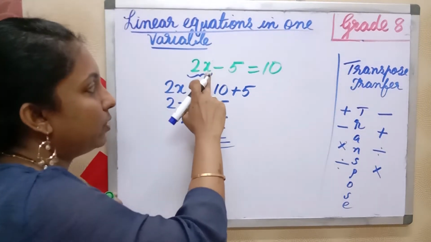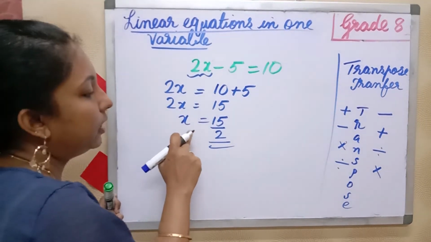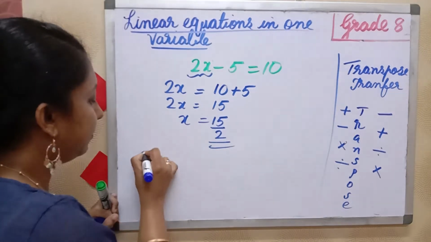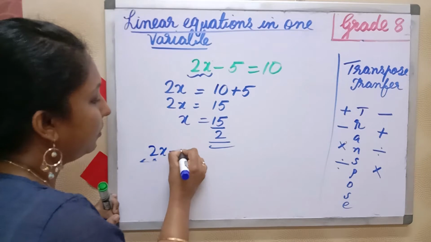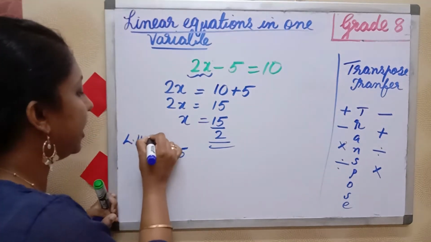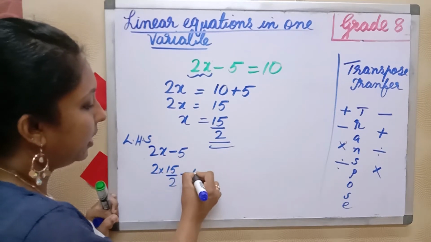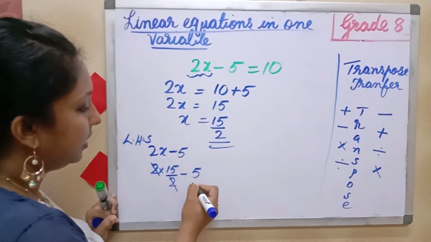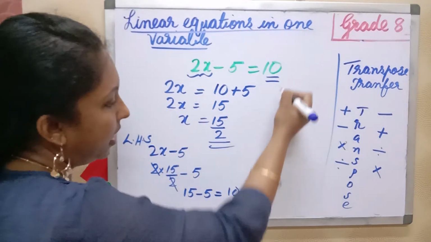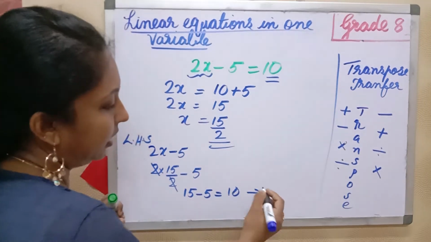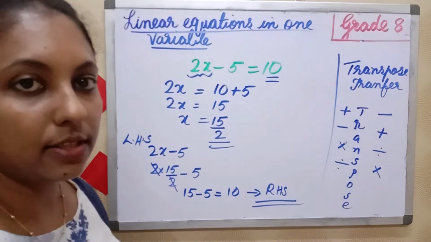Now we have to check whether LHS is equal to RHS. We have to put the value of x in this equation. 2x minus 5, this is LHS, left hand side. 2 into 15 by 2 minus 5. That is, 2 we can cut. Then 15 minus 5 is equal to 10. That is RHS. This is checking. LHS is equal to RHS. So our answer is correct.